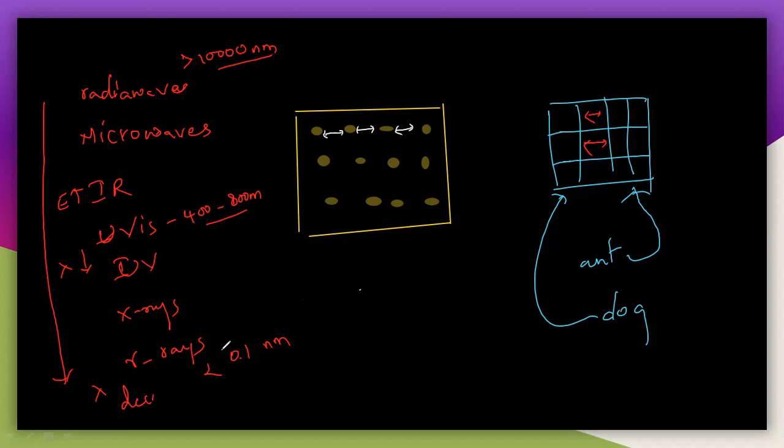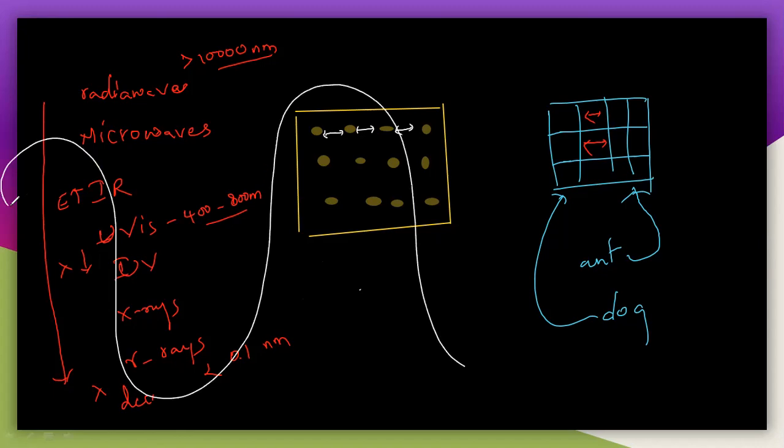So take X-rays, and gamma rays, how are they? They have very little wavelength, but the radio waves are very high. So radio waves are this big, these are the radio waves, that's it. Gamma rays are like this.